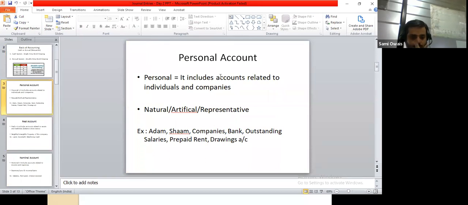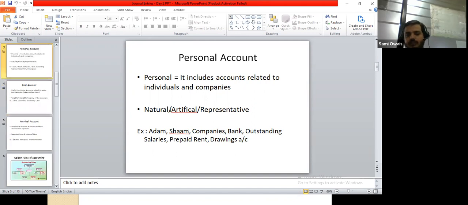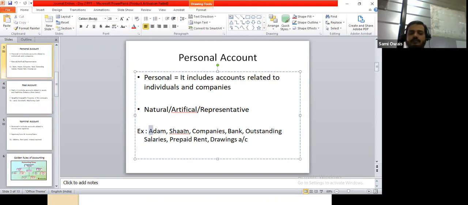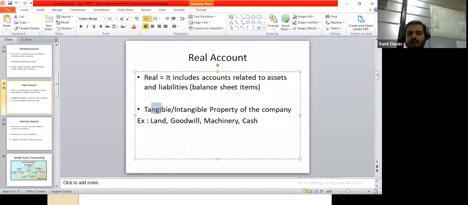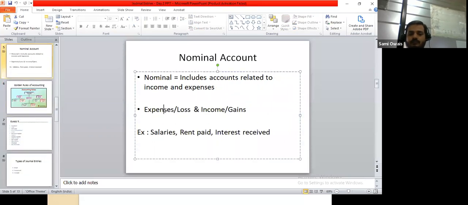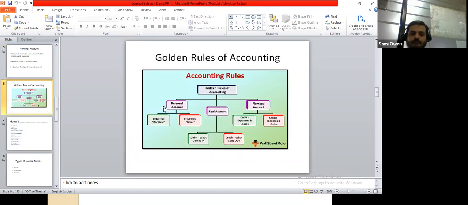This is something for you to read if you want to. I have given some examples here. This is about the personal, natural person, artificial person, and representative accounts. These are the names, and these are the representative person accounts. Real account, as we discussed, is any asset, tangible or intangible, any property of the company. Nominal accounts, as we discussed, are salaries, rent, any kind of expenses the business has paid.